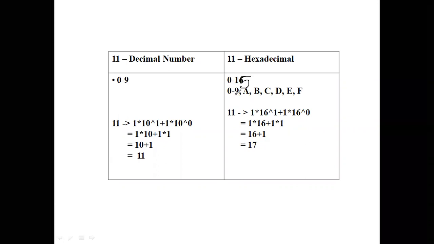As we know, the digits start from 0 to 9. There are 10. What about the remaining 6? The remaining 6 will be: the 11th one will be A, 12th one will be B, 13th one will be C, 14th D, 15th E, and 16th will be F. This is the way they represent the numbers.